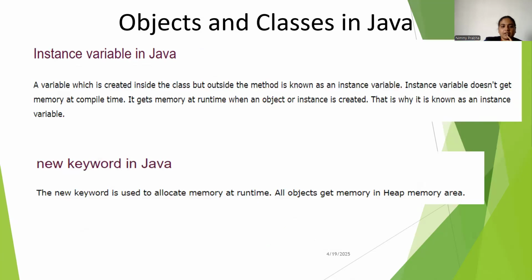Instance variable in Java: a variable which is created inside the class but outside the method is known as an instance variable. An instance variable does not get memory at compile time. It gets memory at runtime when an object or instance is created. That is why it is known as an instance variable. The new keyword in Java is used to allocate memory at runtime. All objects get memory in heap memory. So this is about the class.